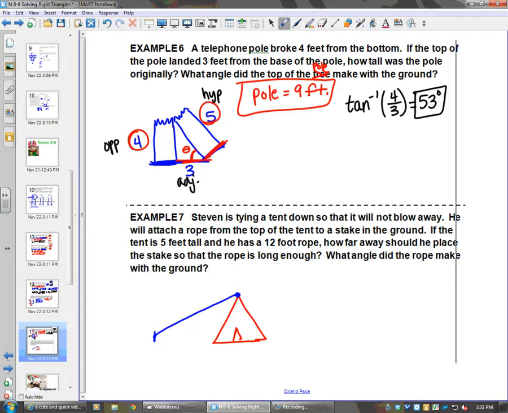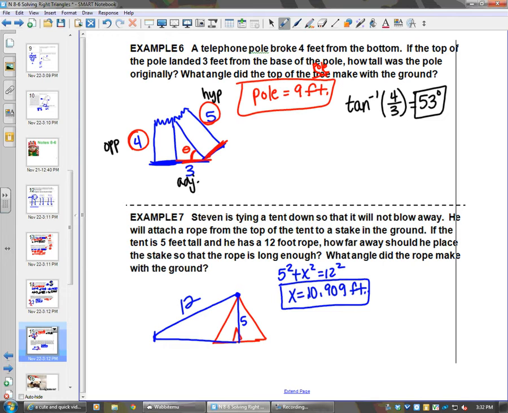Now it says if the tent is 5 feet tall, so here we go, the tent right here is 5 feet tall, and he knows the rope is 12 feet. How far should he place the stake away from the tent in order for the rope to be long enough? Okay. Do Pythagorean theorem. Excellent. So 5 squared plus x squared is equal to 12 squared, keeping in mind that 12 is going to be the hypotenuse. Okay, that's going to be our C value in the Pythagorean theorem. So what do you end up getting for the x value here? 10.909. What are the units? Feet. Excellent.